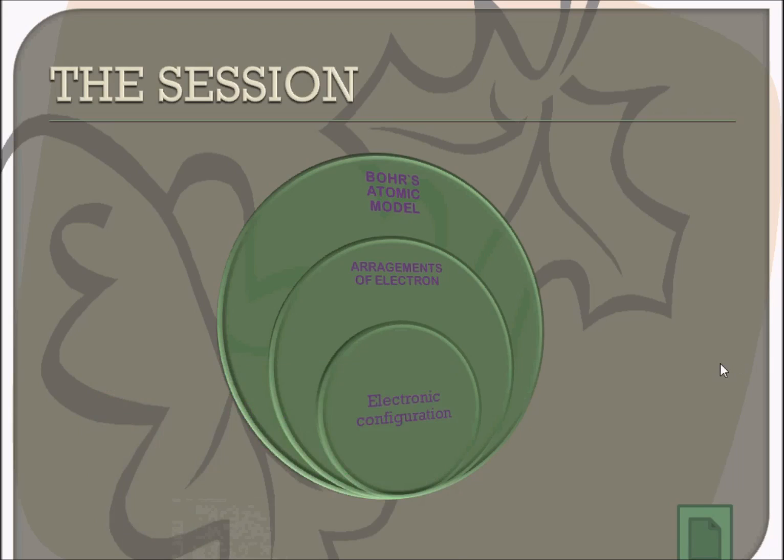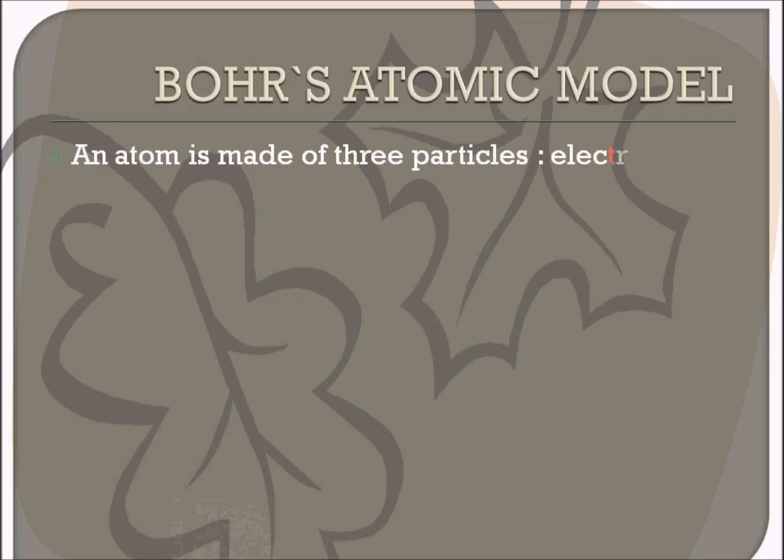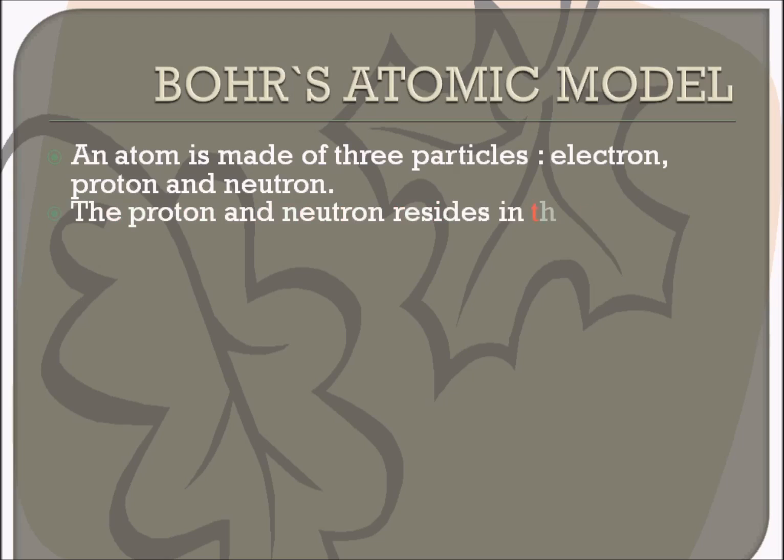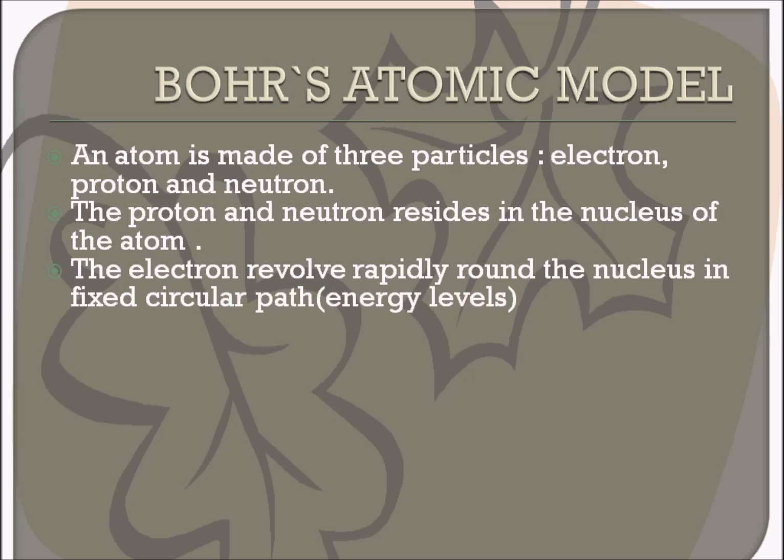So let's understand now the postulates of Bohr's atomic model. First, an atom is made of three particles: electron, proton, and neutron. Electrons have negative charge, protons have positive charge, whereas neutrons have no charge, so they are neutral. Due to the presence of an equal number of negative electrons and positive protons, the atom on the whole is electrically neutral. Second, the protons and neutrons reside in the nucleus of an atom. Due to the presence of protons, the nucleus is positively charged. Third, the electrons revolve rapidly around the nucleus in fixed circular paths. We call them energy levels also.